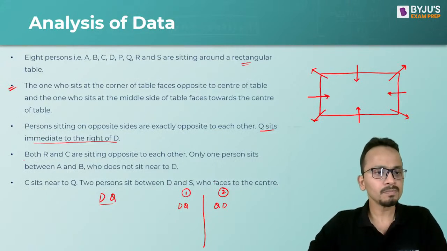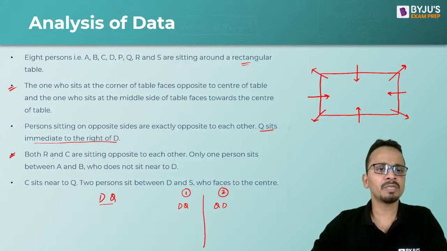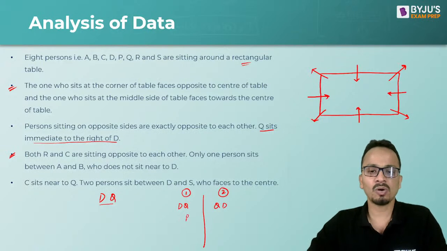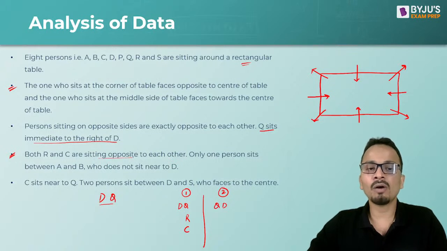Now, next statement, statement number 4, both R and C are sitting opposite to each other. So R and C दोनों सेम ग्रुप में होने चाहिए. अभी उसको किसी भी ग्रुप में डाल दो, ग्रुप वन ग्रुप टू, कोई फर्क तो है नहीं. So R and C will come in the same group. Okay, because they are sitting opposite to each other, right?